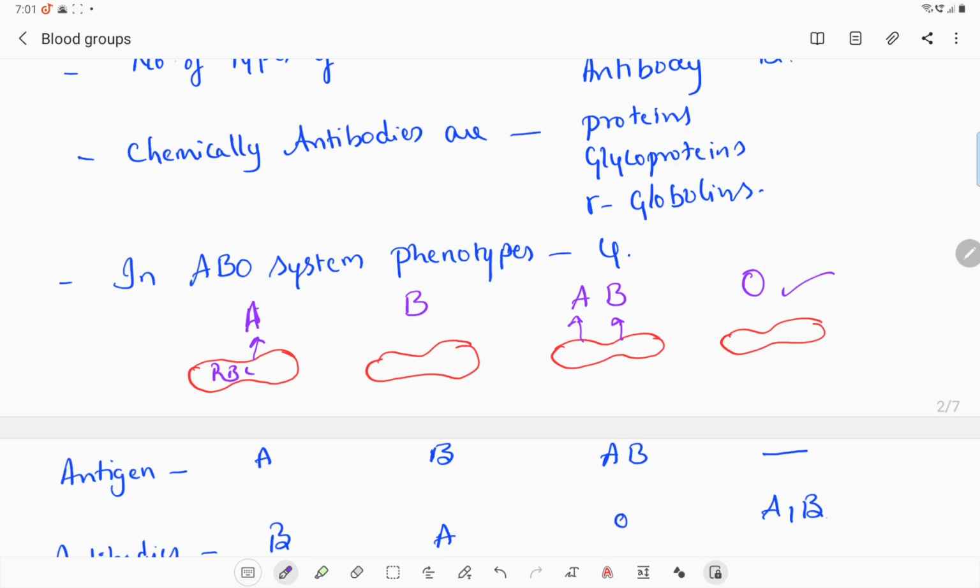Again I am repeating: on the surface of RBC, if antigen A is present, it is A blood group, A phenotype also we can say. If B antigen is present, it is B blood group. If A and B antigens are present, it is called AB blood group. If the antigens are absent on the surface of RBC, we call that O blood group.